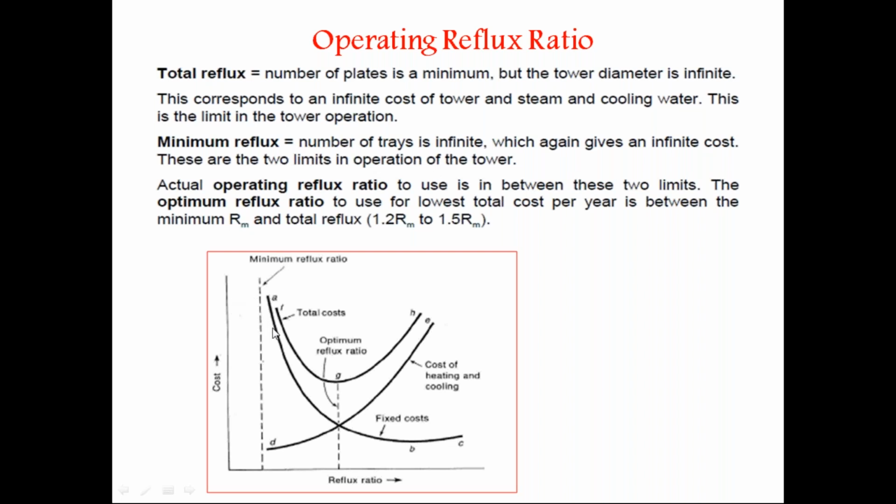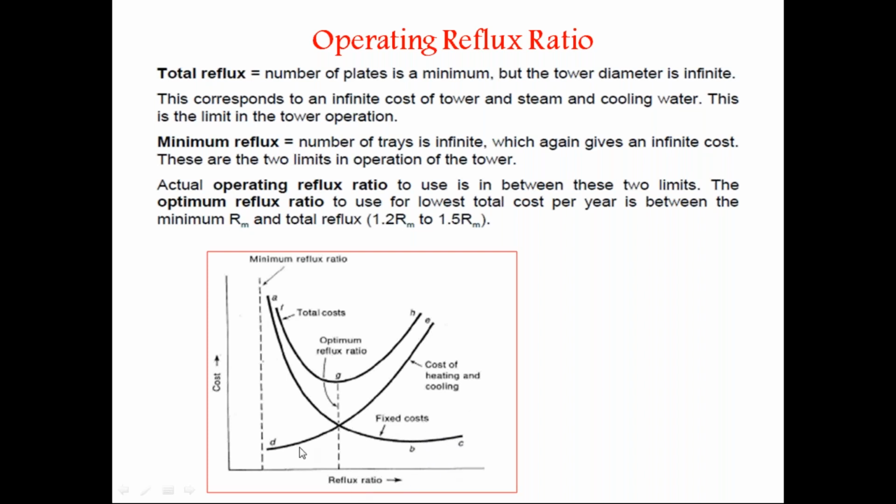Then it goes on decreasing, the total cost will decrease when the reflux ratio is increasing. The reason is the total number of plates are decreasing. So it comes like this. Okay, so this is the fixed cost, that means equipment cost. Equipment cost will decrease, and if you have a higher reflux ratio, again a bigger size of the condenser, a bigger size of the reboiler has to be used. That's why a little increase is there at higher reflux ratios.